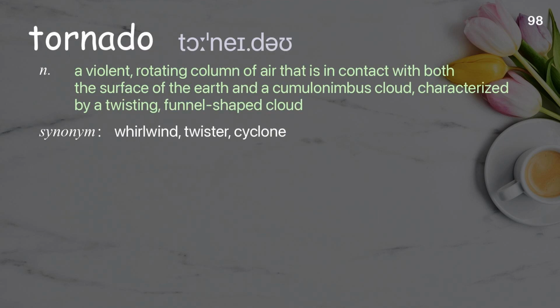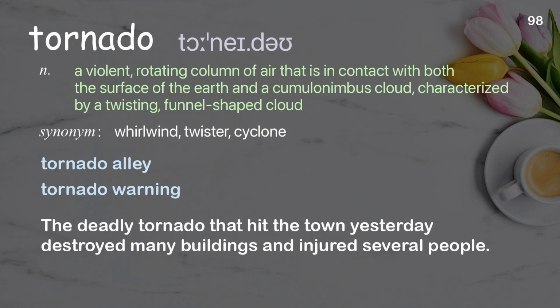Tornado. A violent, rotating column of air that is in contact with both the surface of the Earth and a cumulonimbus cloud, characterized by a twisting, funnel-shaped cloud. Examples: Tornado alley. Tornado warning. The deadly tornado that hit the town yesterday destroyed many buildings and injured several people.